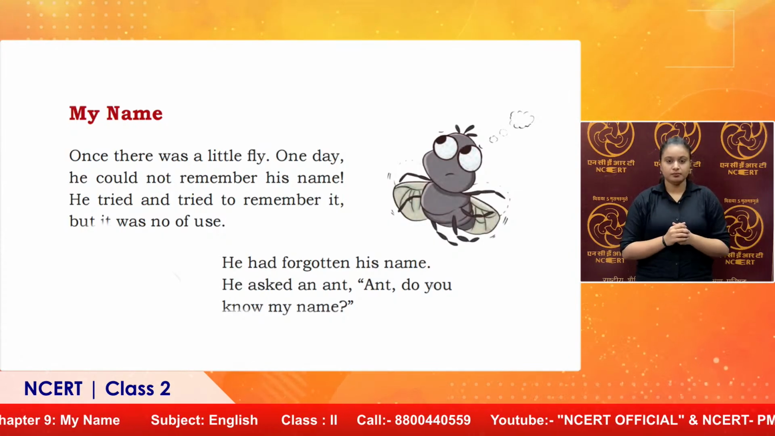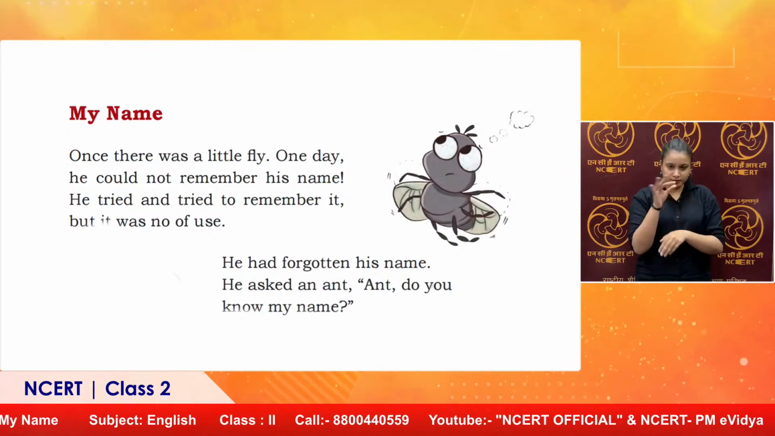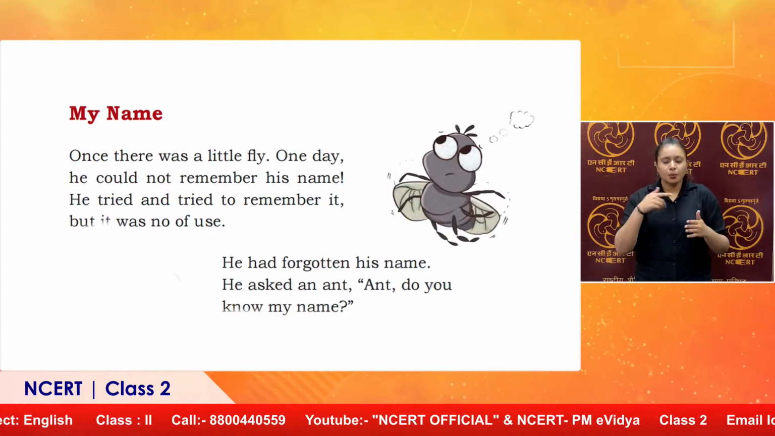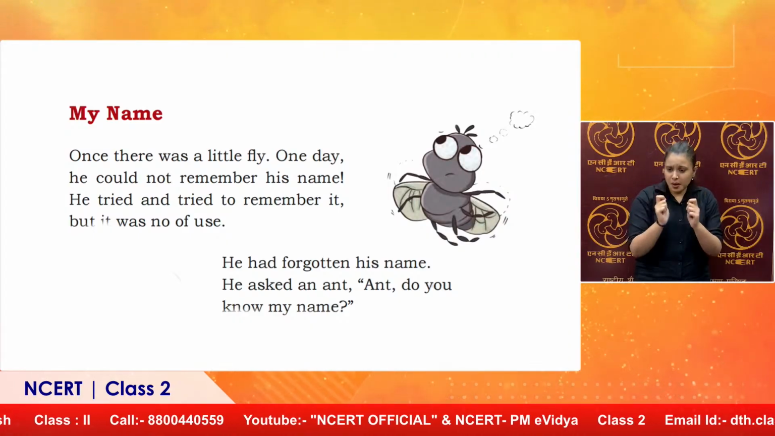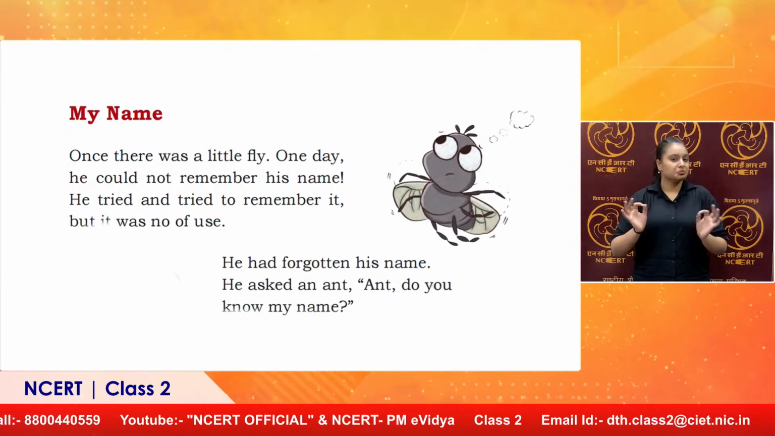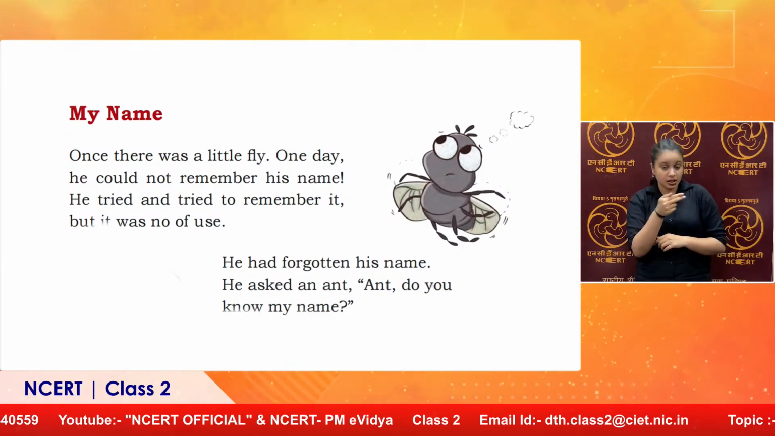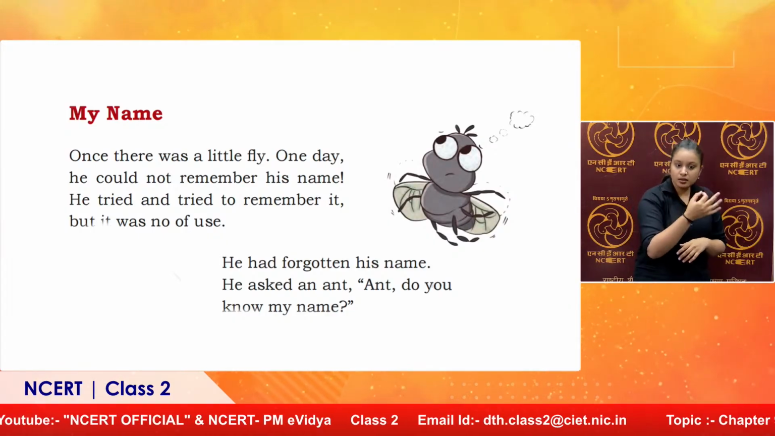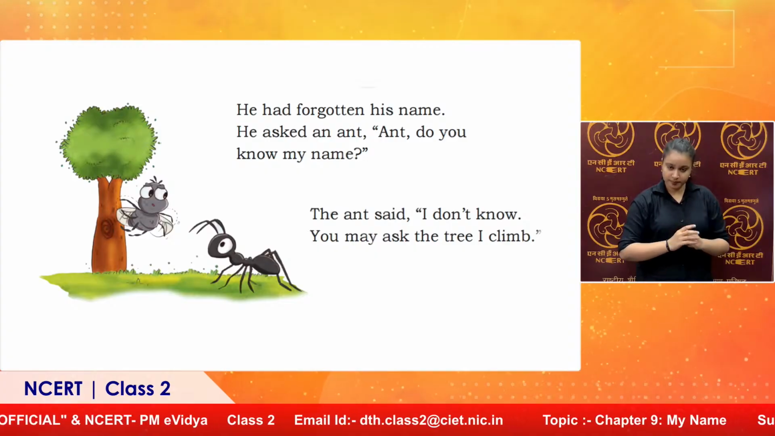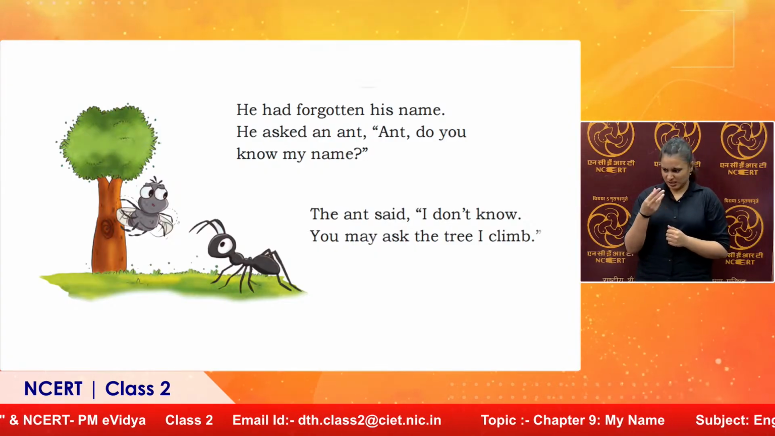Once there was a little fly. One day, he could not remember his name. He tried and tried to remember it, but it was of no use. He had forgotten his name. He asked an ant, "Ant, do you know my name?" He had forgotten his name, and now he is going to ask the ant.